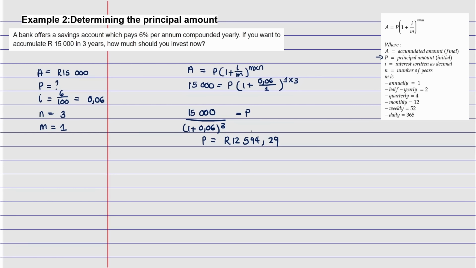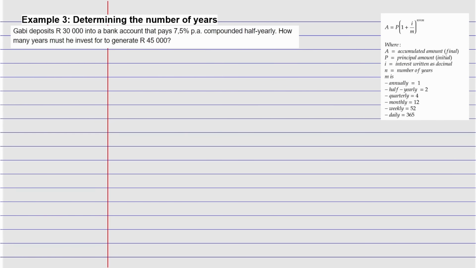594.29. So this is the amount of money that they need to invest initially so that they can get 15,000. So now let's do example 3. It says Gabby deposits 30,000 into a bank account and pays 7.5% per annum compounded half yearly.